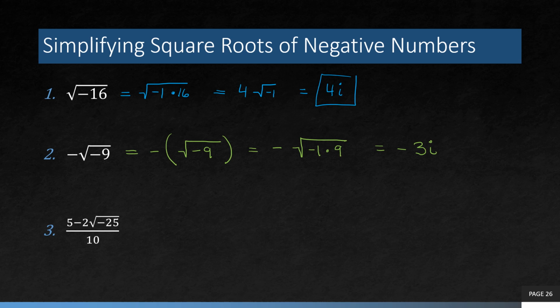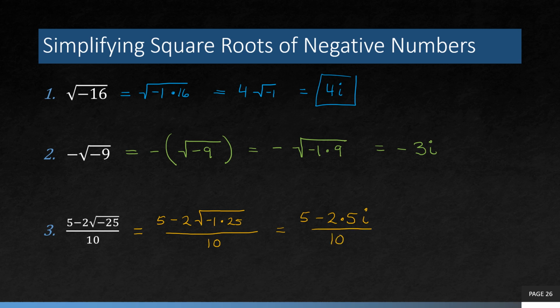We're just going to go ahead and use those rules like we have before and see what we can come up with. So we have 5 minus 2, and then we're going to take that square root of -25, so that's -1 times 25, and that whole thing is going to be over 10. So square root of 25 is 5, so this actually becomes 5 minus 2 times 5, because we've pulled that out, and that -1 is i. And then that's over 10.